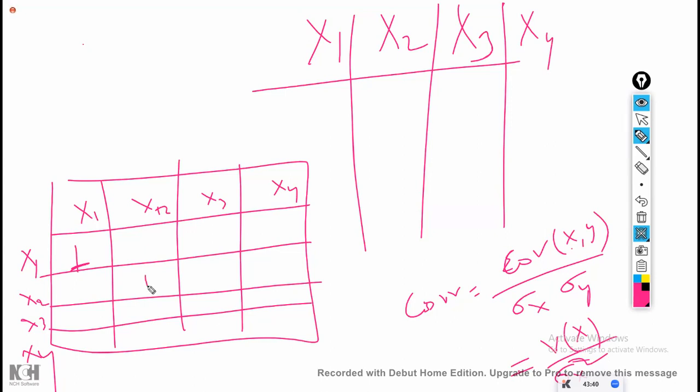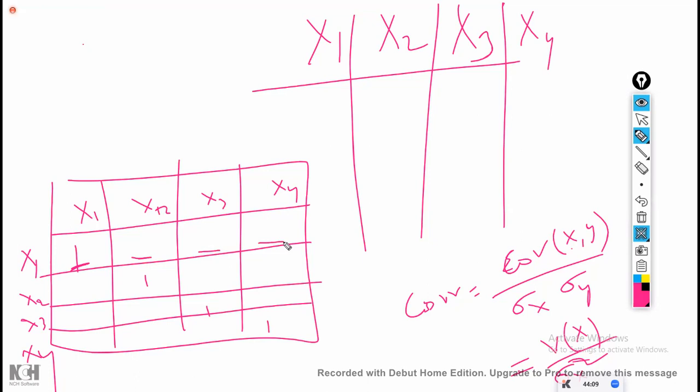Okay, this 4 will always be 1. This is the correlation between x2 versus x2. This is the correlation between x3 versus x3. This is the correlation between x4 versus x4, the last one. Right? This is the correlation. Now, what is this value? Correlation between x1 versus x2. What is this one? Correlation between x1 versus x3. What is this one? Correlation between x1 versus x4.